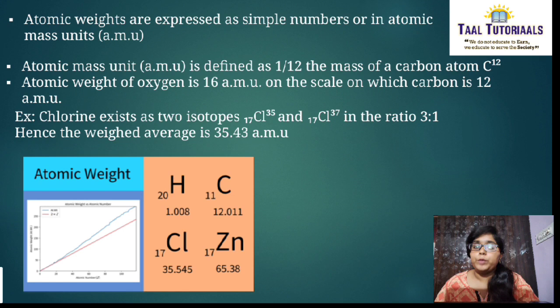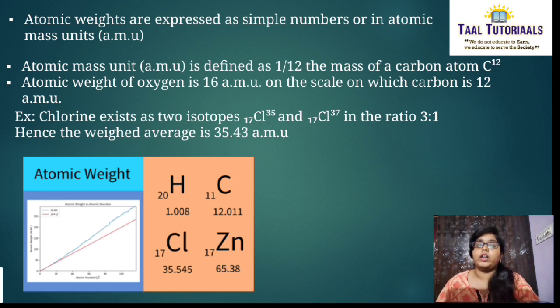Then AMU is defined as 1 by 12 the mass of the carbon-12 atom. AMU is what? Defined as 1 by 12 mass of the carbon atom. Okay, next, atomic weight of the oxygen is how much? 16 AMU, that is atomic mass unit. On the scale on which carbon is 12, carbon is 12 AMU, oxygen is 16 AMU.